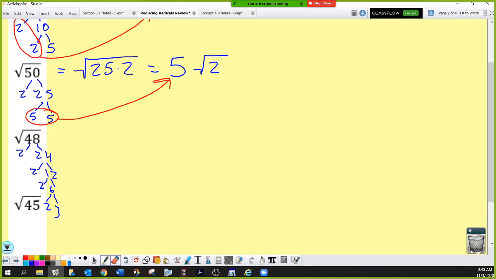No, I'm not trying to do all that and then hunt for pairs. Instead, what I'd like you to do is tell me the biggest perfect square that you could divide 48 by. 16. 24 is not a perfect square. Look at your list of perfect squares. You will see that 24 is not on there. But 16 is. You see, 48 is 16 times 3.